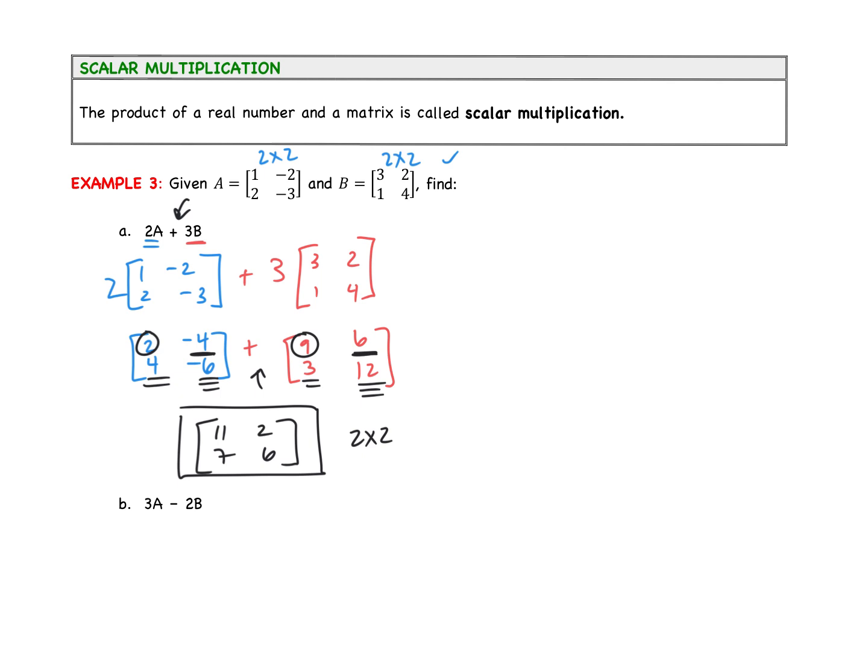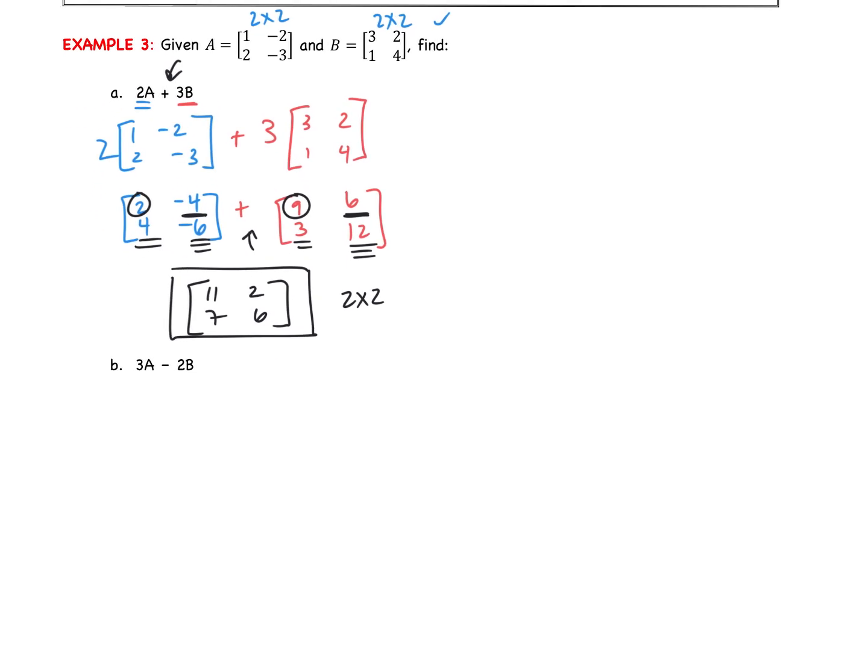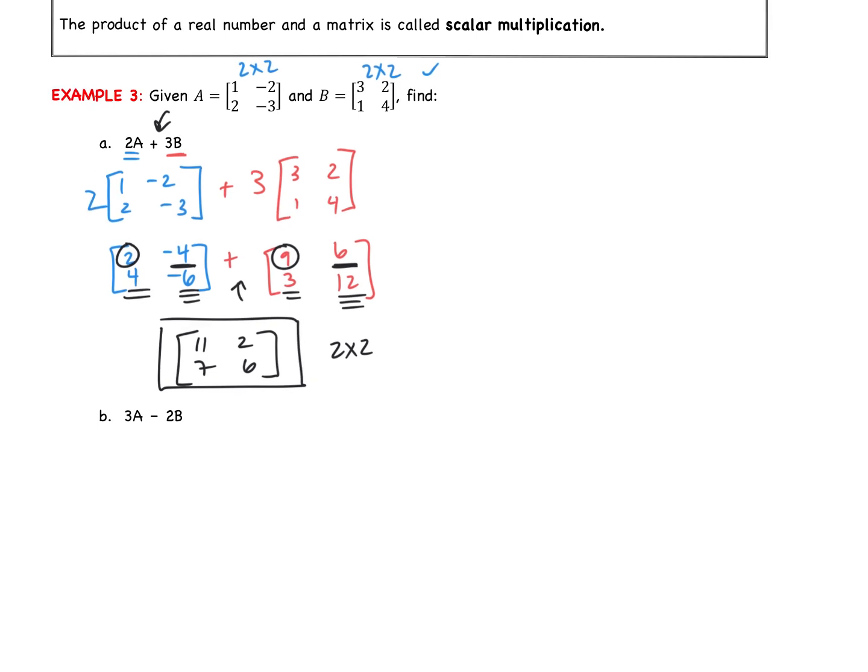Okay, so then if we do 3A minus 2B, again, we're going to start with this 3A. So we're going to take A, so the 1, negative 2, 2, negative 3, and we're going to multiply the entire matrix by 3. When we do, we get 3, negative 6, 6, and negative 9.